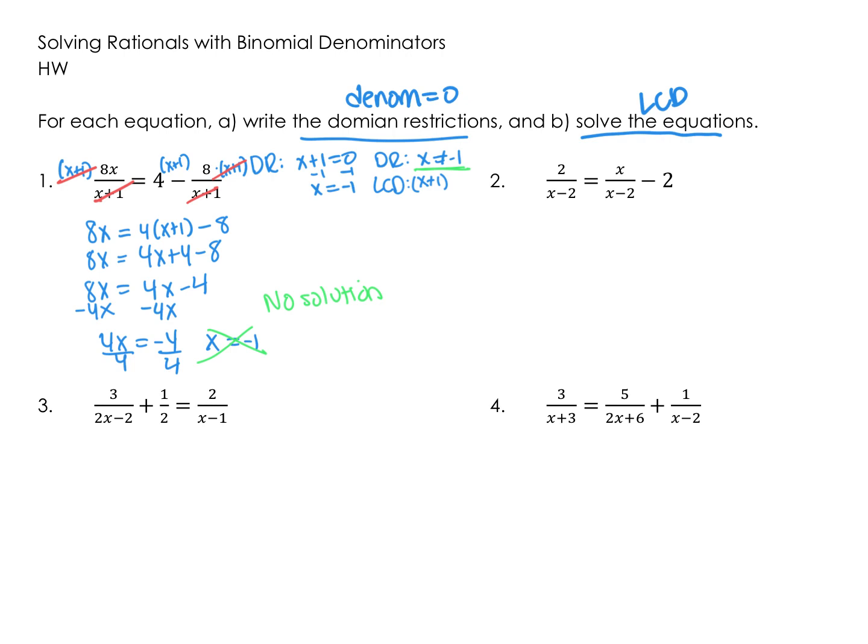All right, so for number 2, we'll start by finding the domain restriction. We'll take the denominator, set it equal to 0, add 2 to both sides, and we get x equals 2. So our domain restriction is that x cannot be 2. So now we'll go ahead and find our LCD. X minus 2 is the only denominator, so that will just be the LCD. And then we'll multiply all 3 parts by x minus 2. Cancel out our denominators.